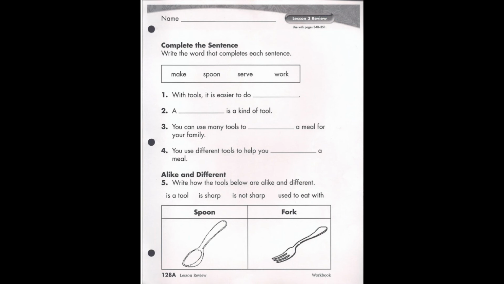So now we have our section, which is alike and different. So we're talking about what are similarities and some differences, okay? So number 5 here says that we're going to write how the tools below are alike and different. So there's 4 little options here. So you can just draw a line or you can write inside of it, the box. So we have our spoon and our fork, and we have that it is a tool, is sharp, is not sharp, and used to eat with. All right? So try to figure out which ones go where. You can always draw a line like you always do, or you can write inside our similarities and differences with these utensils that we use.